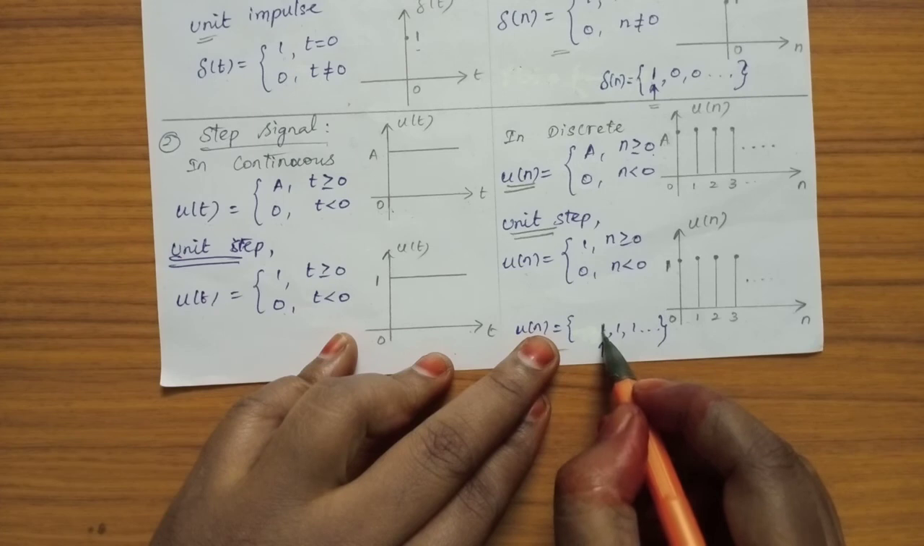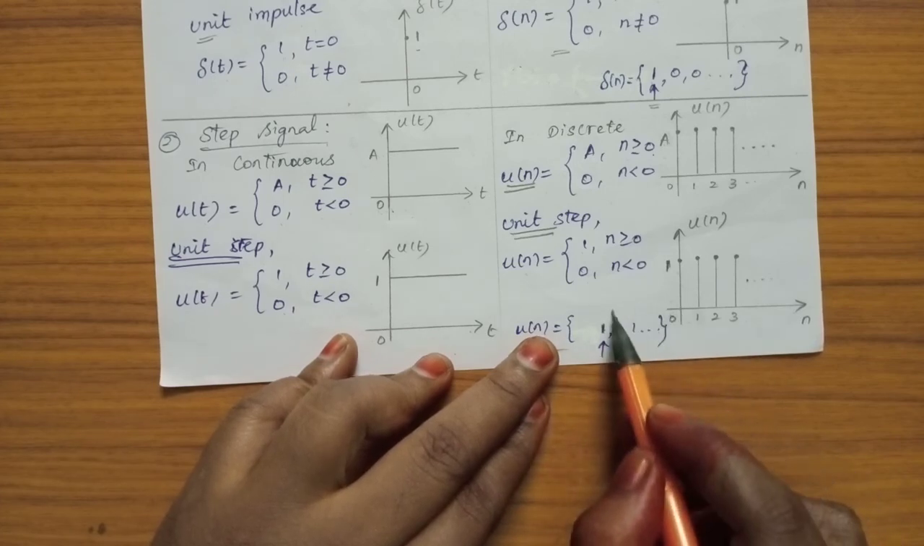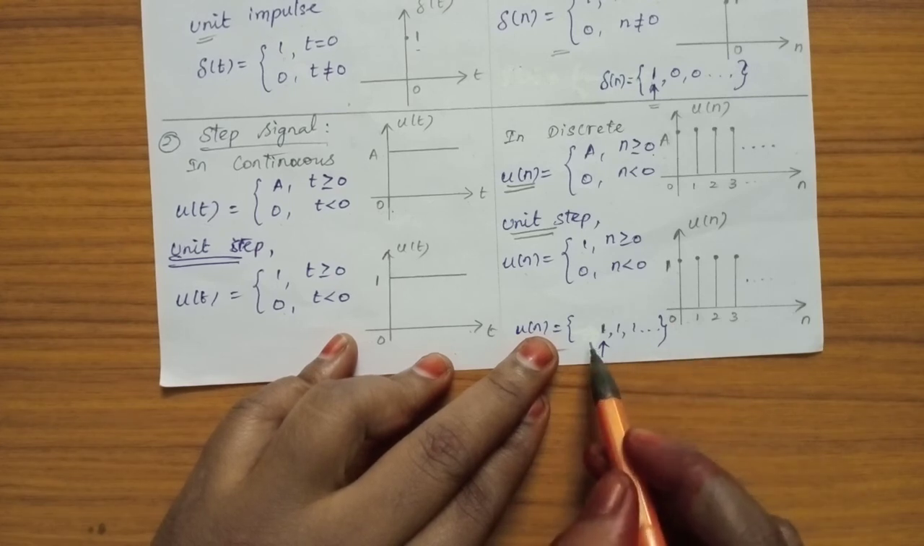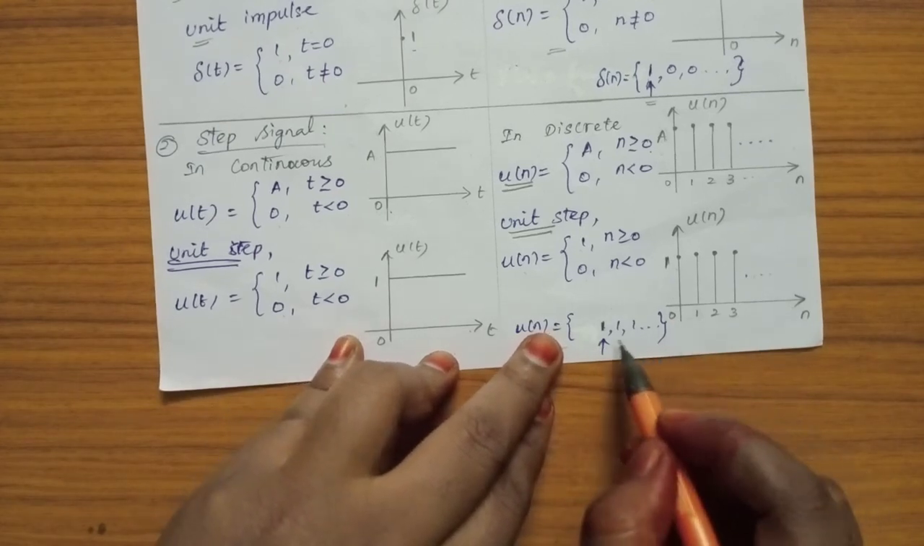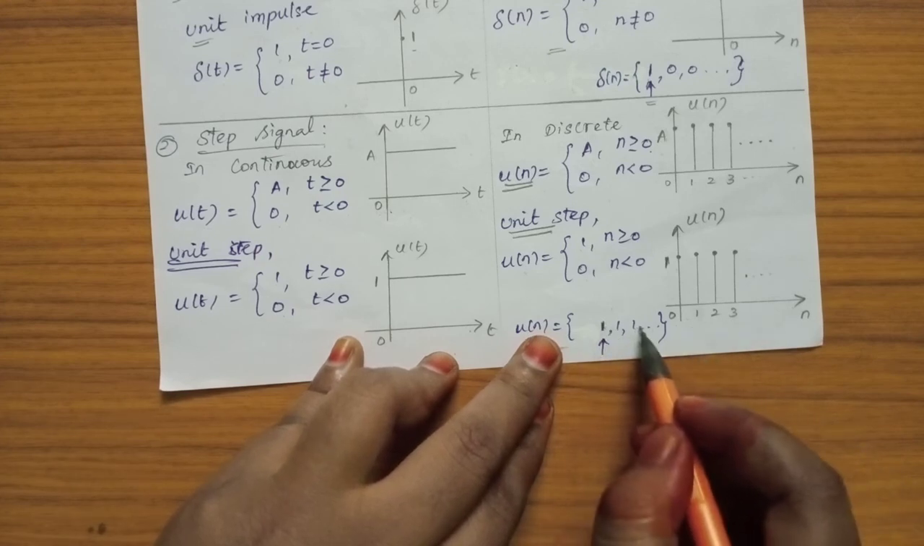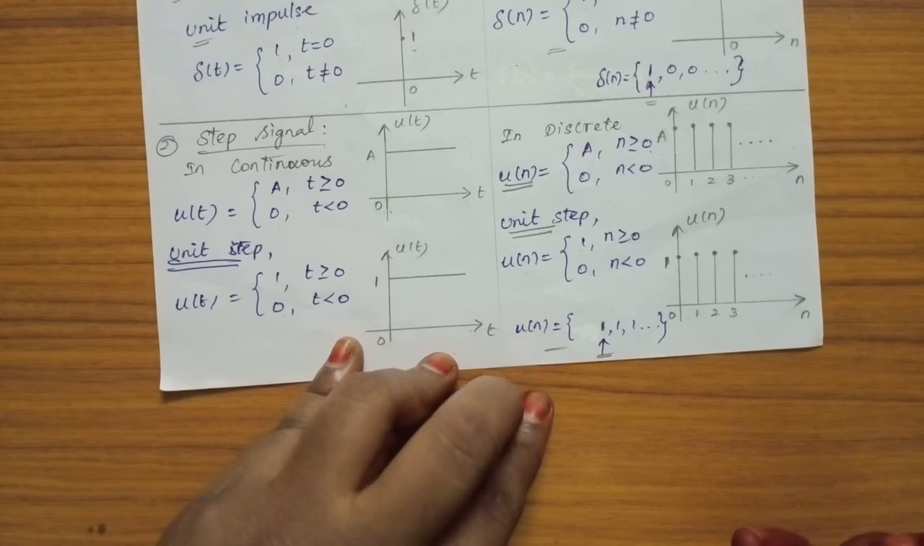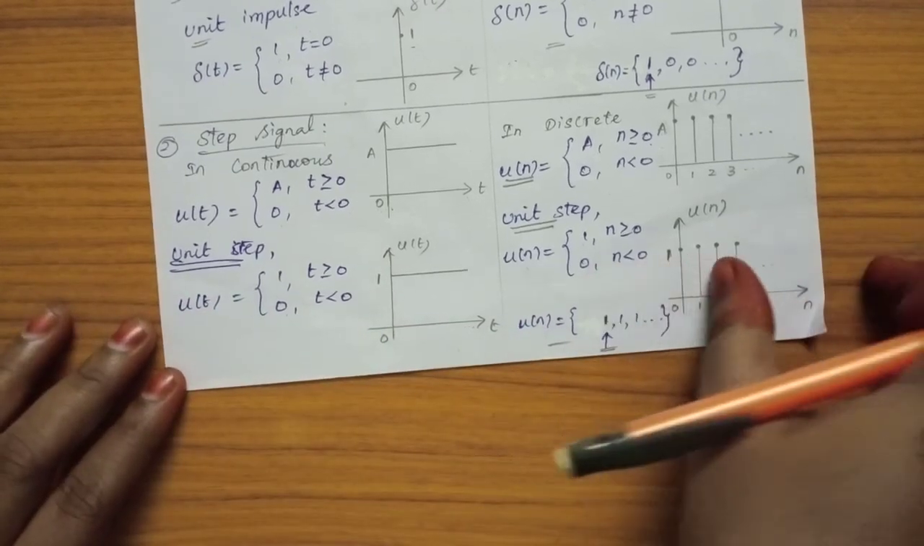The first one indicates the origin value. So before the 0, that is -1, -2, -3 places, its value is 0. So that's why I wrote from origin itself its value is 1 till infinity. So 1, 1, etc. This arrow mark indicates origin value. Okay. Next signal, ramp.